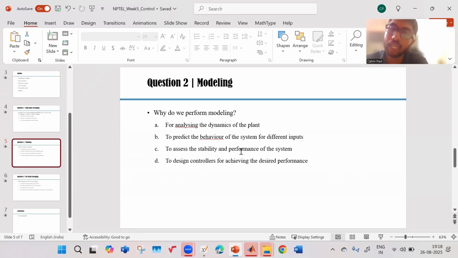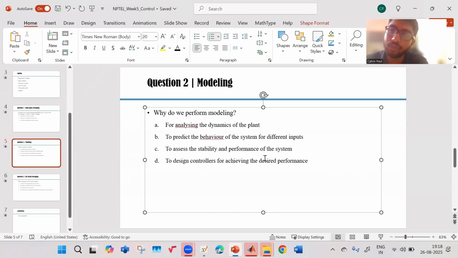Okay, and we also design controllers for achieving the desired performance. Normally your system or your plant is not going to give you the response at the speed which you want. Suppose you want to increase the speed, or make it more stable. You want to increase the phase margin or the gain margin, you add a controller. When you add a controller, you need a model of the plant to show how it actually behaves.